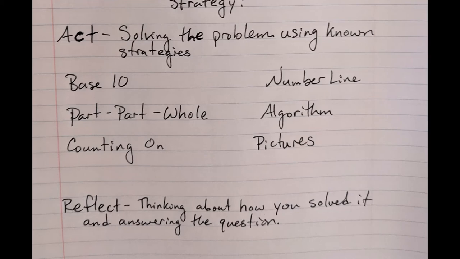Under act, that is where you're going to actually solve the problem. There's a lot of different strategies you could have decided on in plan, such as base 10 blocks, number line, part whole, algorithm, counting on, using pictures. My preference is usually to use either base 10 blocks or a number line. These two tools are easy to write on your paper and work for a variety of problems.